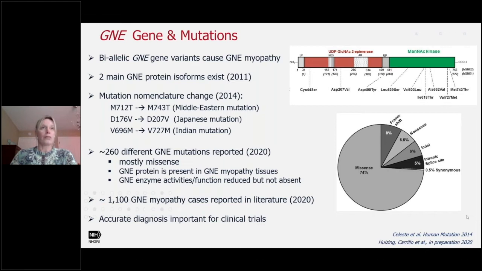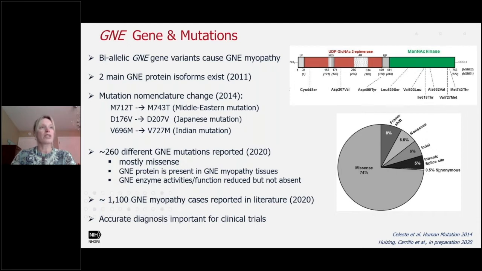One interesting aspect of GNE mutations is that all patients have at least one missense mutation on one allele. And the other allele is usually also a missense mutation. A missense mutation is that one amino acid changes to another. There are no truncations or large deletions in the protein. Those are called different, like frameshift, nonsense, indel, or these other terms.